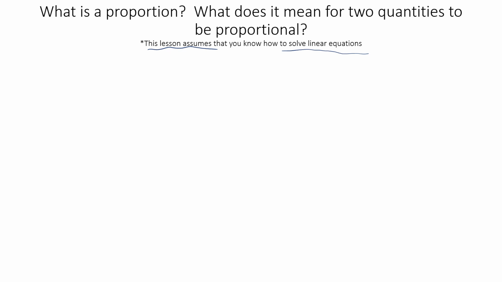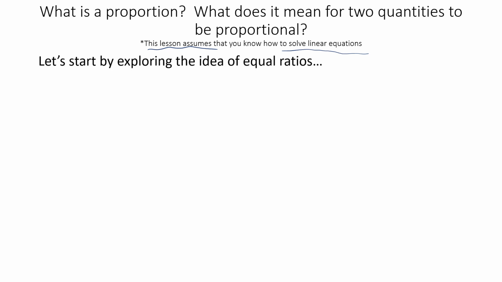So we want to talk about what is a proportion and what does it mean for two quantities to be proportional. So we're going to start off with the idea of equal ratios, okay? And remember that a ratio is comparing two numbers. So we have here several examples of equal ratios. We have 1/2 or 1 out of 2 is the same as 3/6, or 3 out of 6 equals 5 out of 10.